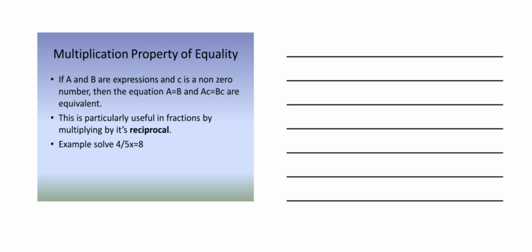Multiplication property of equality. If A and B are expressions and C is a non-zero number, then the equation A equals B and A times C equals B times C are equivalent. This can be particularly useful with fractions, by multiplying by the reciprocal. As an example, we can try solving 4/5 x equals 8.